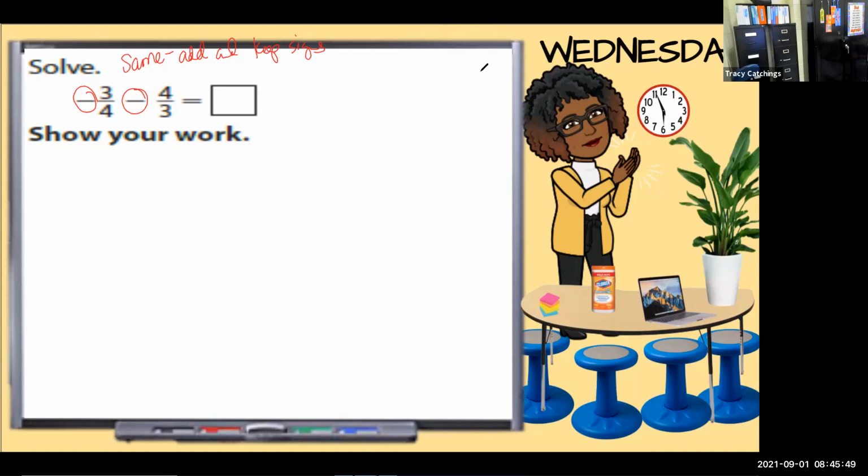4 and 3 ain't got nothing in common. 4 times what is 12? 3. 3 times 3? 9. 3 times what is 12? 4. 4 times 4? 16. All right, now somebody already said they got the same sign and we need to add and keep the sign. So what's 9 plus 16? 25 over 12, an improper fraction. How many 12s can we get out of 25? 2 times 12, subtract from 25? 1.